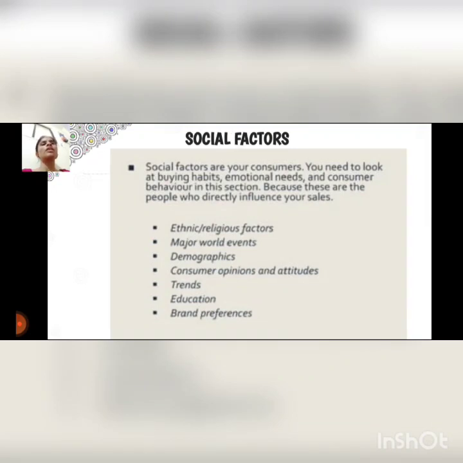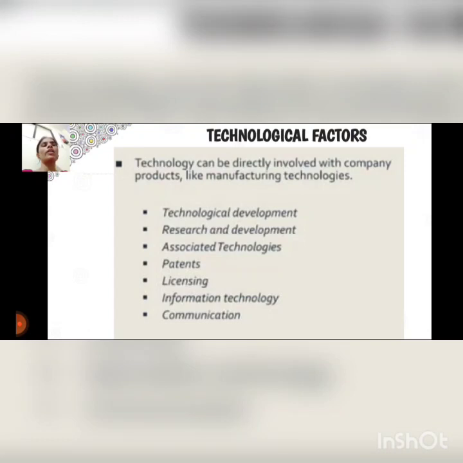Now we discuss the third factor, that is the social factor. The social factors are the consumers. You need to look at buying habits, emotional needs and consumer behavior in this section, because these are the people who directly influence your sales. The social factor includes ethnic and religious factors, major world events, demographics, consumer opinions and attitudes and trends, education and brand preference.